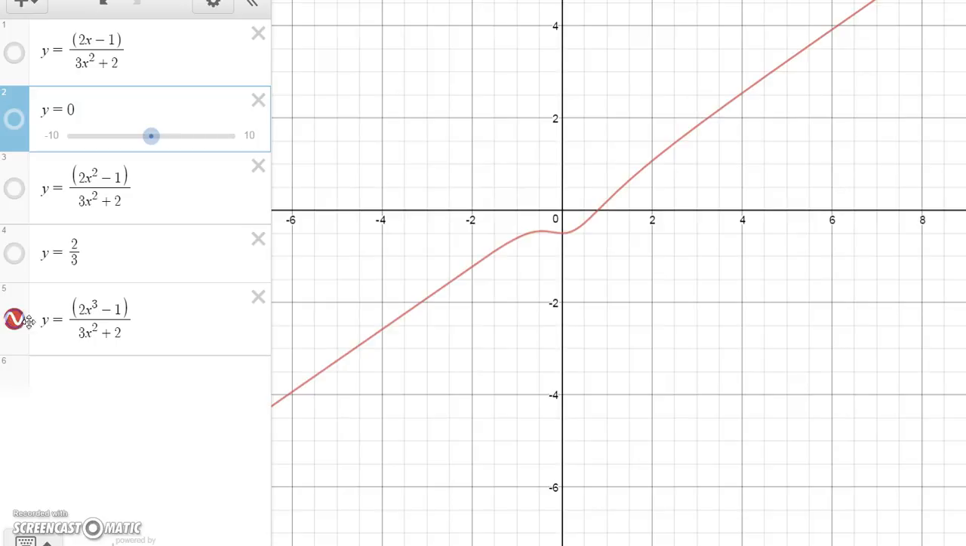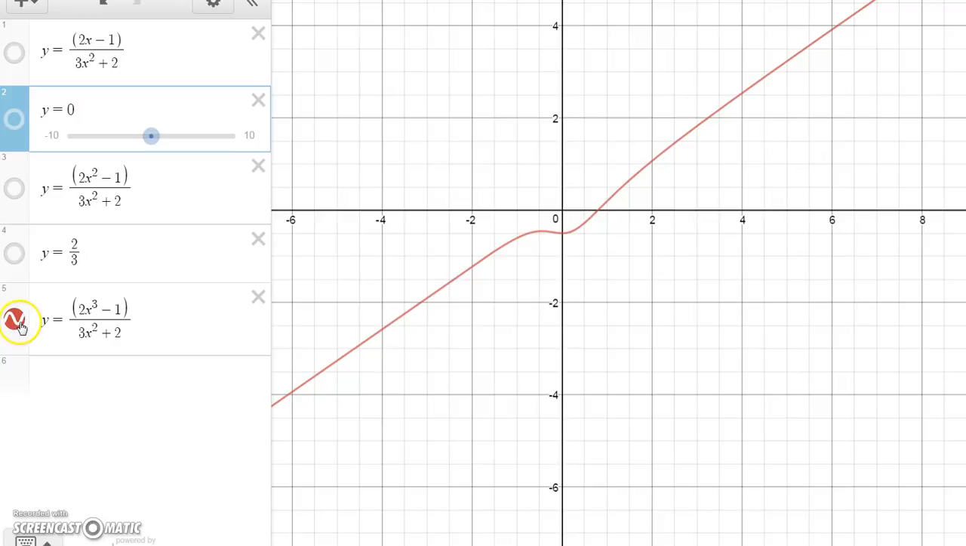And then the next one, notice for this one that the graph just continues to increase as x gets large. The y values continue to get large, and in the other direction, as x gets very, very small, the y values continue to get very, very small. So this one has no horizontal asymptote.